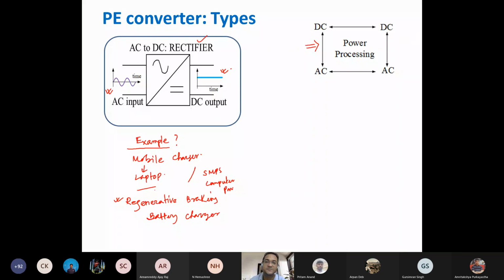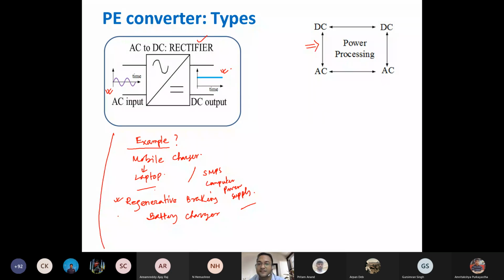Okay, and how do you get it? In your home, you have 230 volt supply, right? So that is an example of an AC/DC converter. You just look at it in your home, you'll see so many AC/DC converters, right? In your mobile charger, in your laptop charger, in your computer system, and there might be something else also, right? We'll figure it out. So you'll already see some examples in your home.